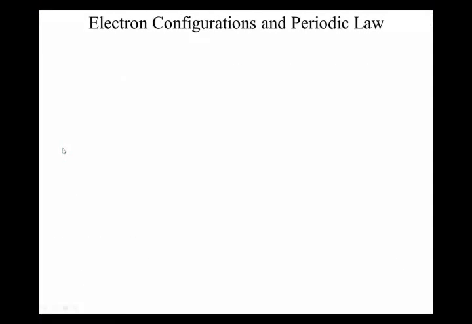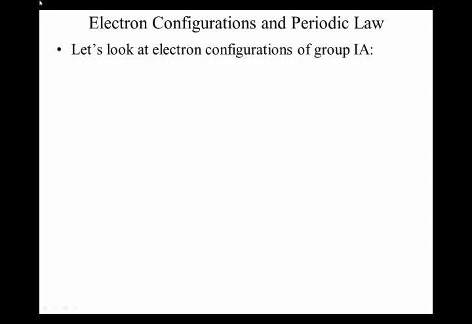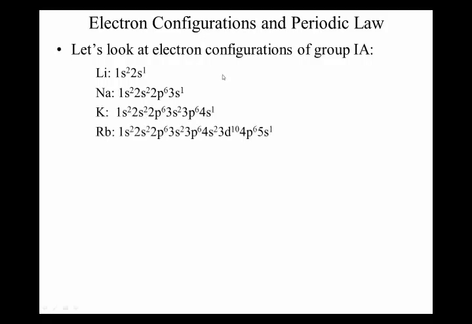If we look at the electron configuration of group 1A, I'm just taking one column, and we're going to look at why they have similar chemical properties. Lithium: 1s2, 2s1. Then sodium, all the way up to 2p6 and then 3s1. All the way up to 4s1. All the way up to 5s1. So these all have very similar chemical properties.